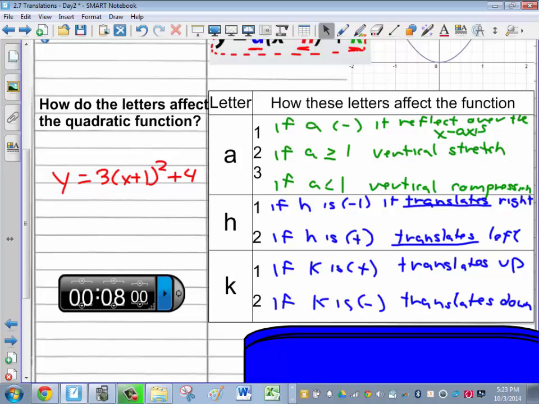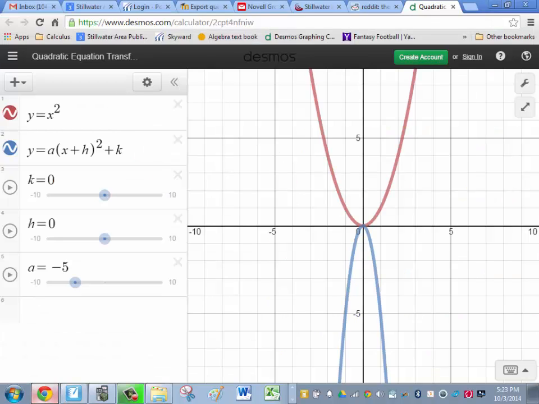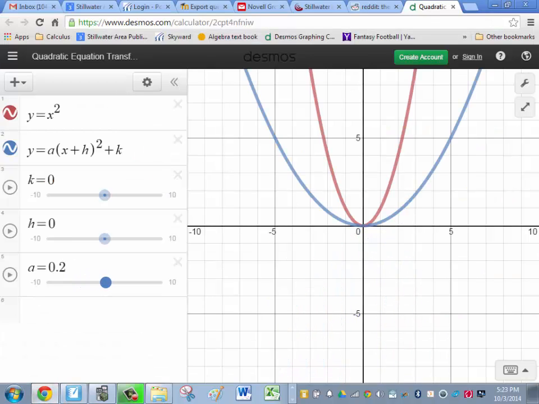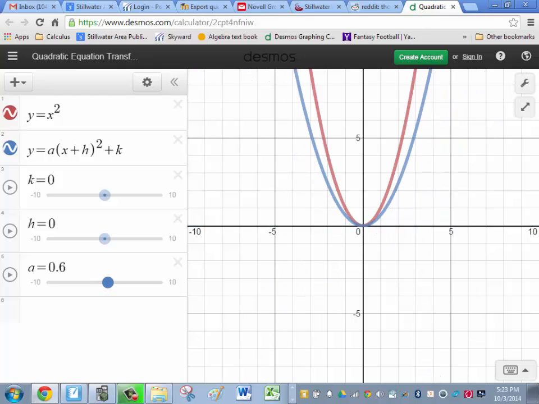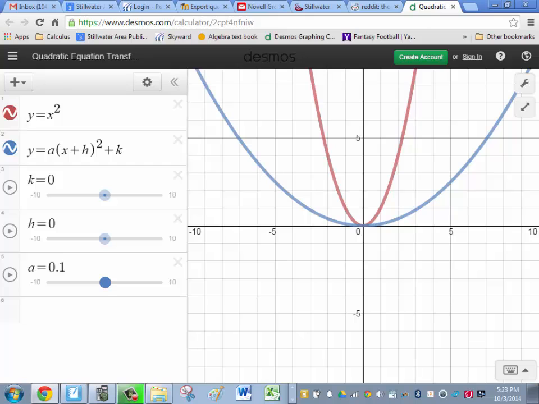I guess we really didn't talk about that when we saw this, but let's take a look at it. When A is less than 1, see how it's compressed down a little bit? There's a vertical compression. It's like it's getting crushed down and flattened out. You could think of it as a horizontal stretch too, but let's talk about it as a vertical compression as it gets crushed down. So that is what the A does for this one.